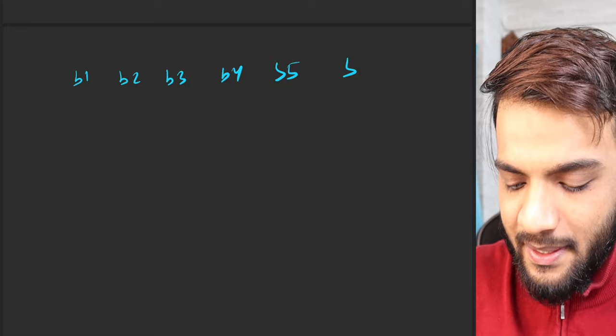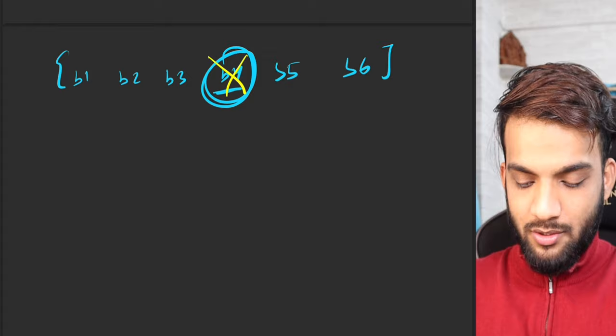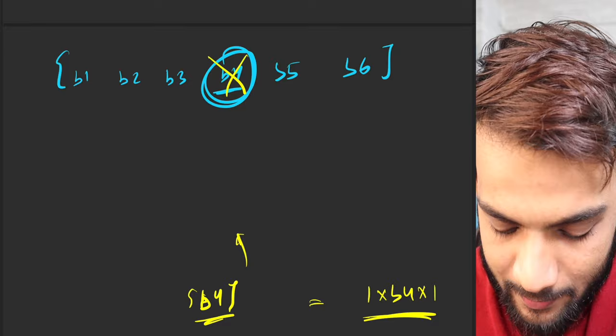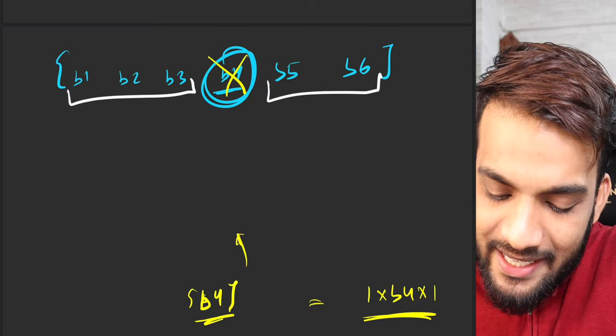Now imagine I'm saying B4 is the last guy to be burst. So B4, you're definitely sure the answer is 1 into B4 into 1. Right before this step, what will be the step? This is a subproblem that you have to solve, as I know B4 was the last guy to be burst.